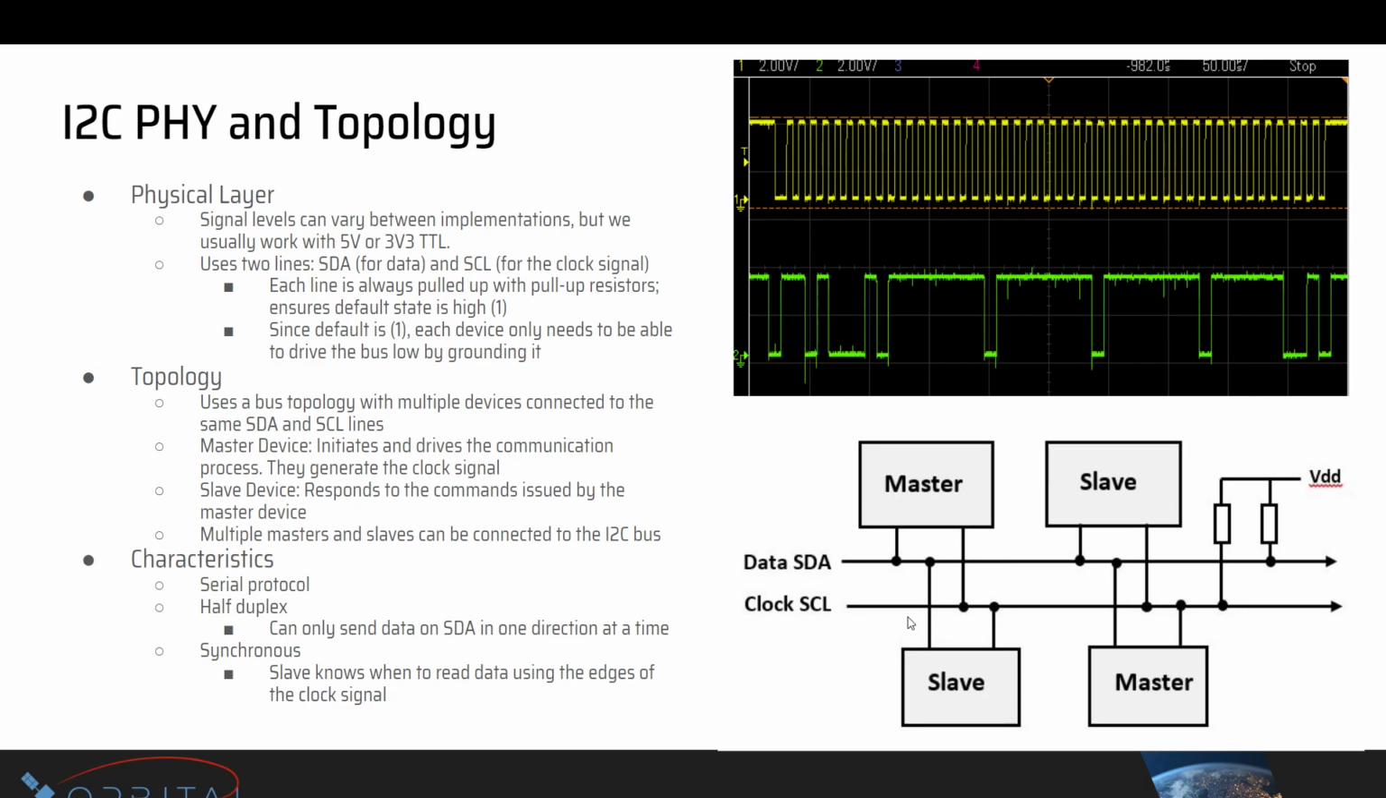And synchronous, since we have a clock signal that tells the slave when to read the data, using the edges of the clock signal. You can see in this picture here, up here in the yellow you have the clock, and in green you have the data being sent. The clock just keeps pulsing up and down to tell you when to send and sample the data. And then you have the data line, which is controlled by the master, and it's just the bits that the master wants to send.